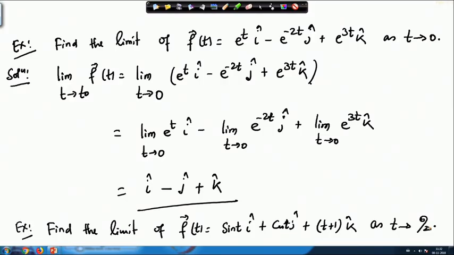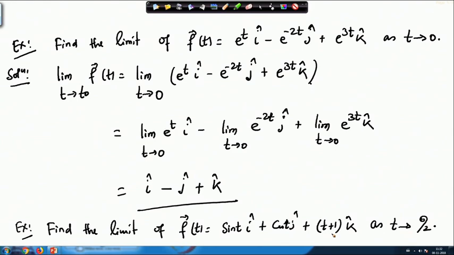Basically, if the component of any unit vector is 0, then we do not write that vector. We simply avoid that particular component, and we write the remaining two components with a plus symbol. It is understood that the component of the missing unit vector is 0, and that is why we are not writing it. So here, at t equals pi by 2, this becomes cos pi by 2, which is 0, so we do not write the j component. We just write the i and k components, alright.